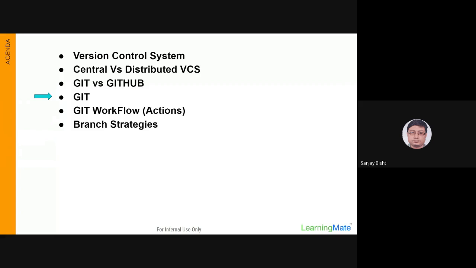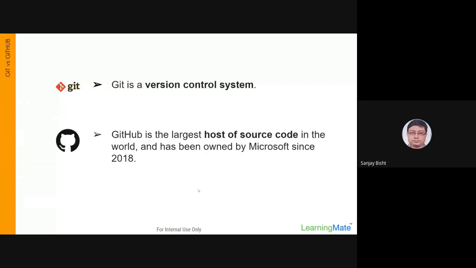Okay, there is one more term called GitLab. GitLab is similar to GitHub. It is also a place where the source code is hosted, almost similar to GitHub, with some basic differences like how many public repositories you can create and with how many collaborators. But mainly it is again a host of source code. So don't get confused between Git, GitHub and GitLab.